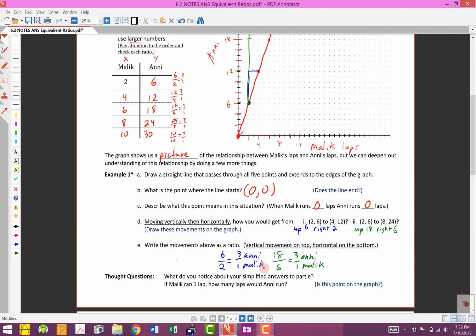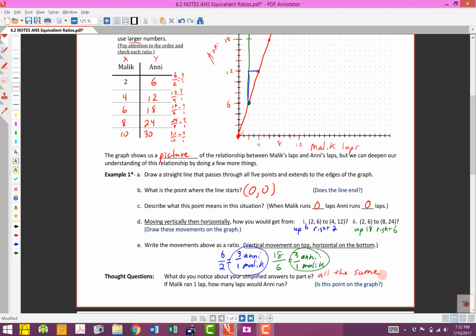Okay, so if we take a look at that simplified answer right here, that simplified answer there, and this simplified answer here, what do we notice about those? Well, they turn out to be exactly the same. They're 3 over 1. In fact, they turn out to be the simplified ratio for each one of those points. So we're going to write this down. We're going to say all the same.